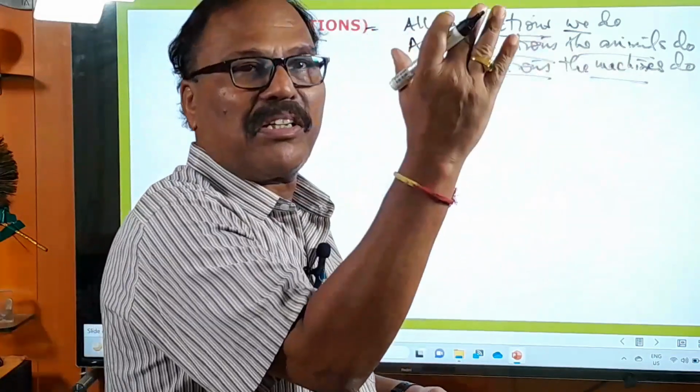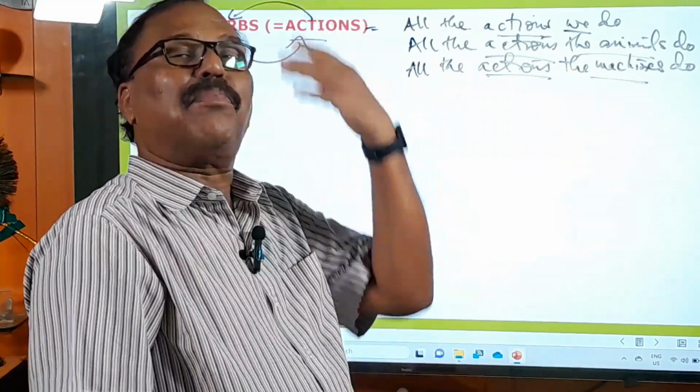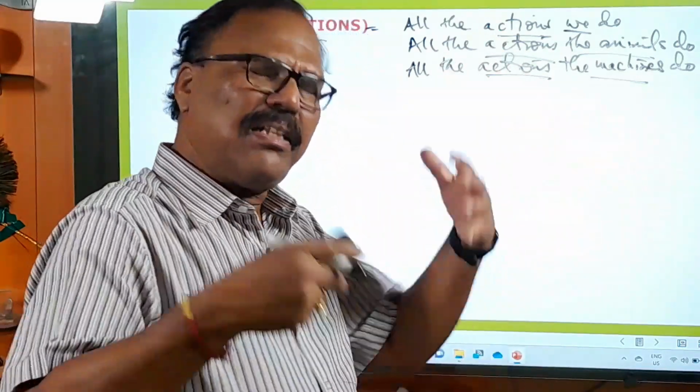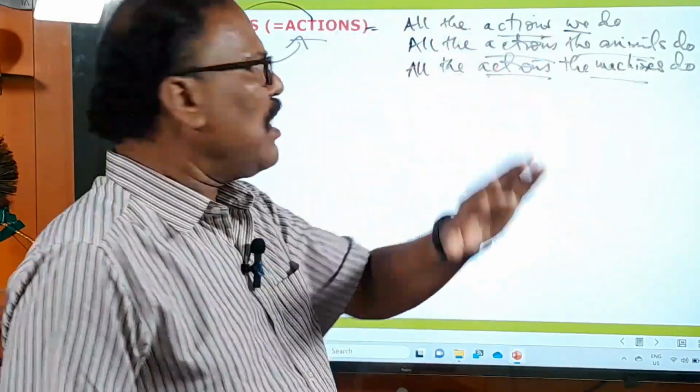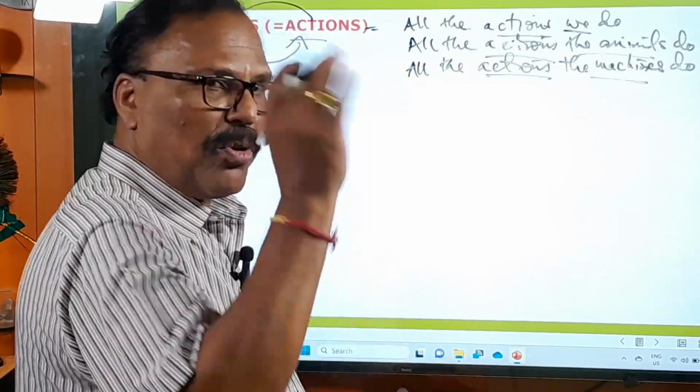Big turbines are working, and they are producing electricity. And that's why we are able to be under the light and under the fan. And in this way, all the machines will be working. So all the actions the machines do are also verbs. And only that much? No. One more last thing is there.